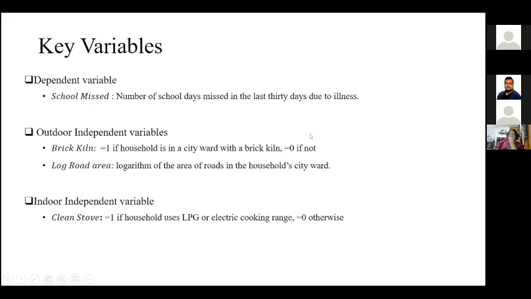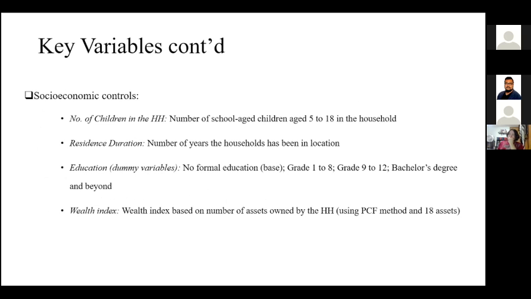Some key variables we used in our model: our dependent variable is school missed, which is simply the number of school days missed in the last 30 days due to illness. Our outdoor independent variables, we examined brick kilns, which is just a dummy variable equaling 1 if the household is in a city ward with a brick kiln, 0 otherwise. We also look at log of road area, which is the logarithm of area of roads in the household's city ward. Our indoor independent variable is clean stove, another dummy variable, equaling 1 if the household uses an LPG or electric cooking range, and 0 otherwise.